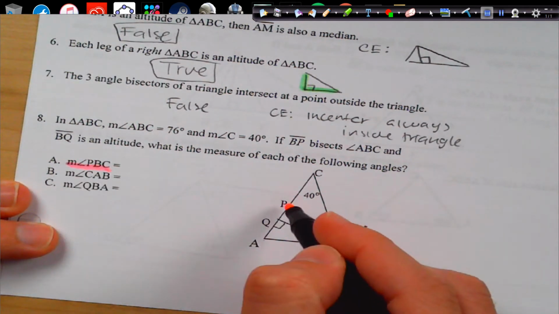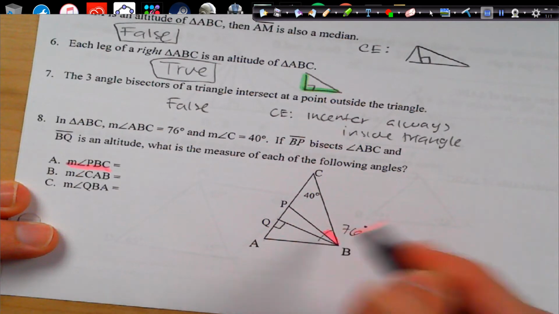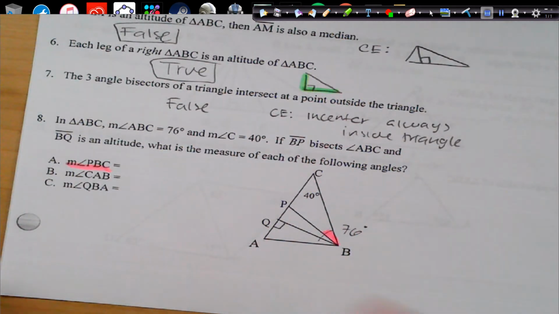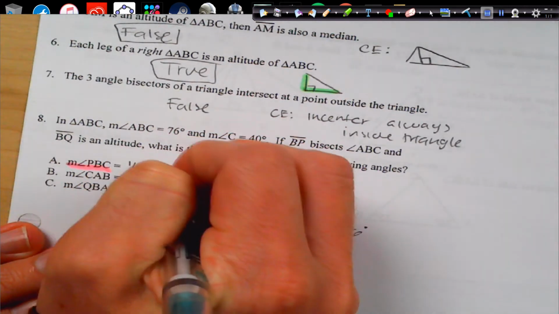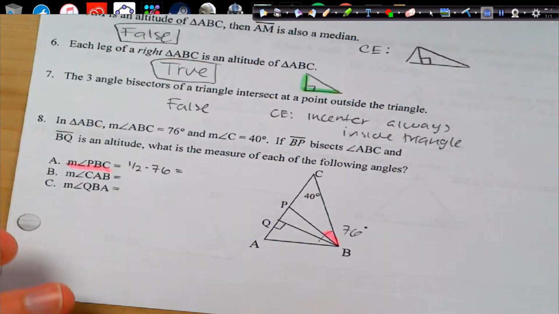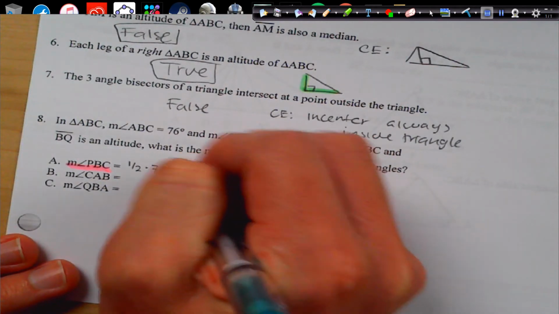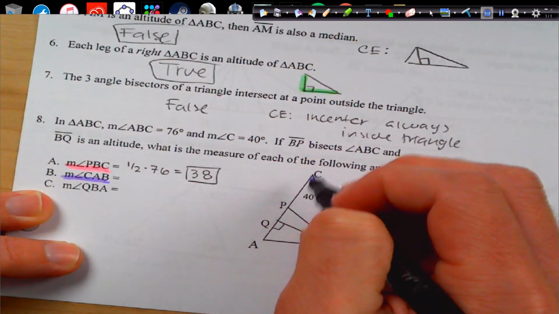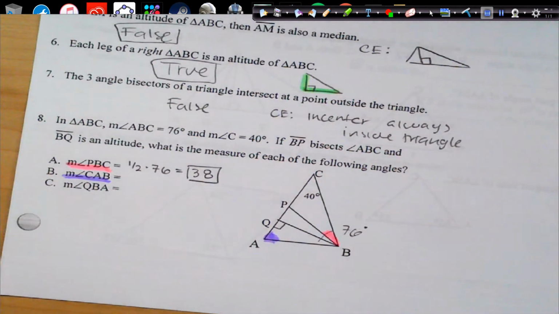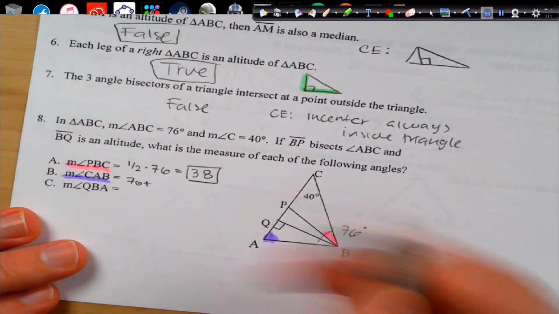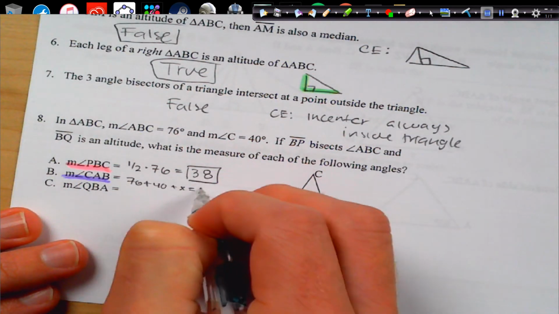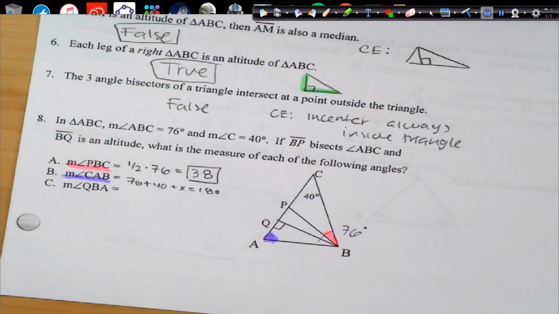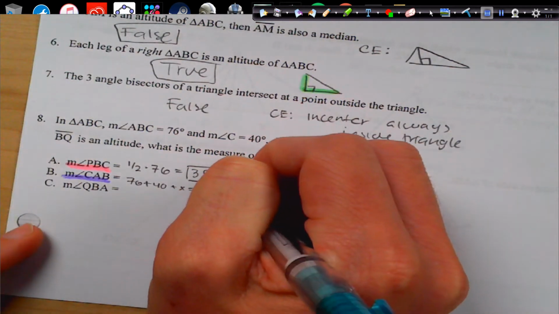PBC is going to be right here. Well, PB is a bisector, so it's going to be half of 76. So we take 1/2 times 76, and that's going to be 38. Perfect. Let's find CAB. CAB is this angle here. Well, if I know the full angle is 76, I can do 76 plus 40 plus x equals 180. And so we can use our calculator to find that. 76 plus 40, and subtract from 180, and we get 64 degrees.